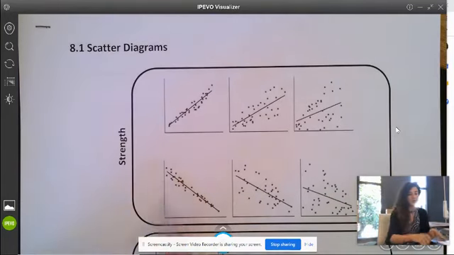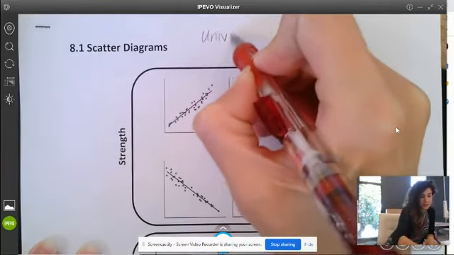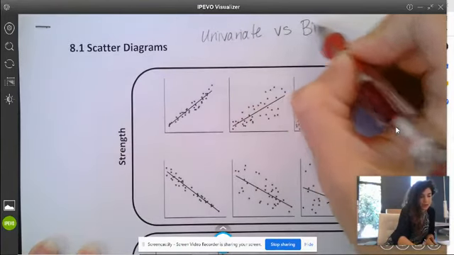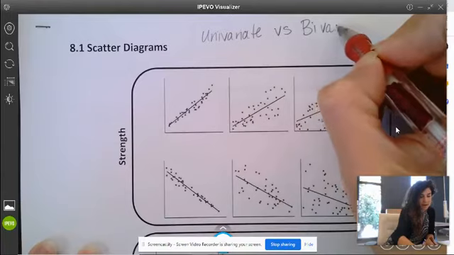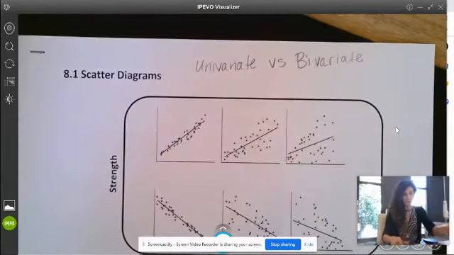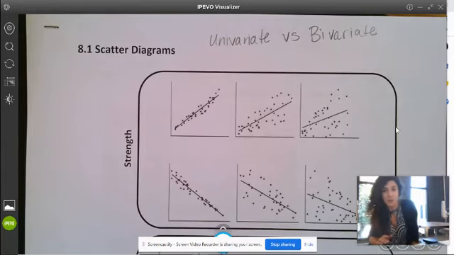So I do want you to realize that our previous unit was about univariate data. And we are now going to start talking about bivariate data. So univariate data is what we did last time. Uni meaning one. There was one variable that we were talking about.